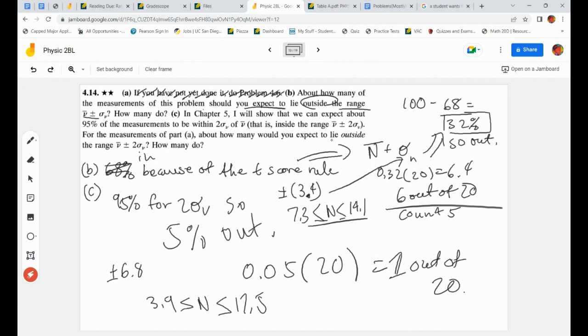So B, how many measurements are in this range? What does that actually mean? It means that the t value is 1, which means it's basically 68%. Which means 32% is outside of that 68%. Well, it's better to just show you.